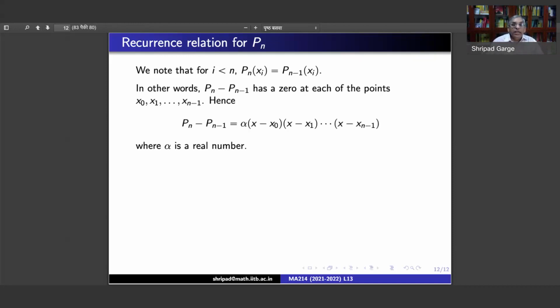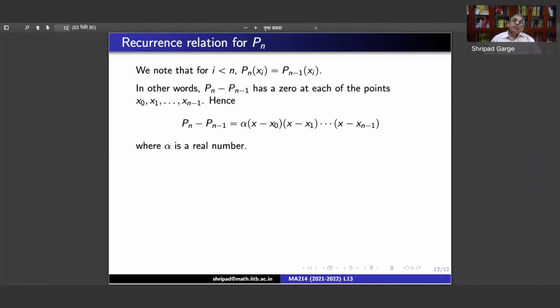And therefore, we will get that Pn minus Pn minus 1 is the product of these n linear polynomials, x minus x0, x minus x1, up to x minus xn minus 1, into some alpha, where this alpha has to now be a real number. It cannot be a polynomial. If you put alpha as a polynomial, then the degree on the right hand side will exceed n. You already have n linear factors, 0 to n minus 1. So the degree n has already been achieved. The degree on the left hand side is possibly n, but maybe even smaller, but never bigger than n.